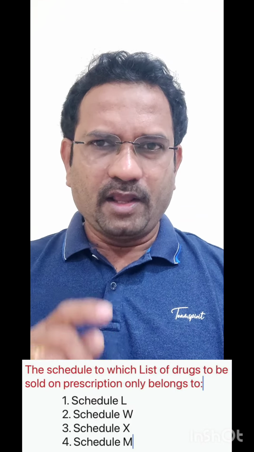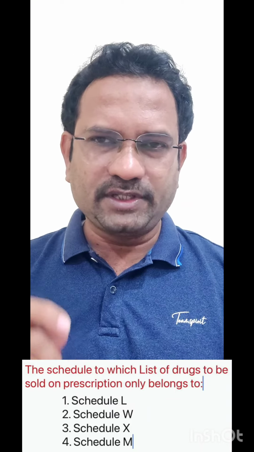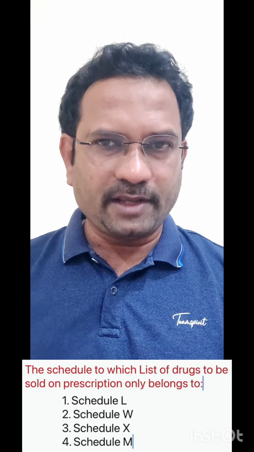See, previously there used to be a schedule called Schedule L. The drugs which have to be sold on prescription were put in Schedule L. Now Schedule L is removed, all the drugs are moved to Schedule H. But here, you have only Schedule L, so the answer is option 1, Schedule L. Schedule W contains a list of generic drugs. Schedule X includes the list of narcotic drugs. Schedule M has got good manufacturing practices.